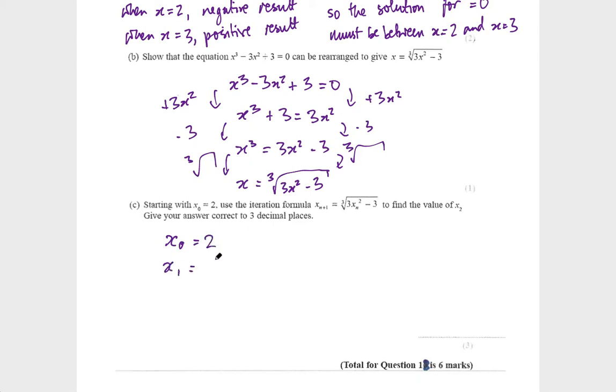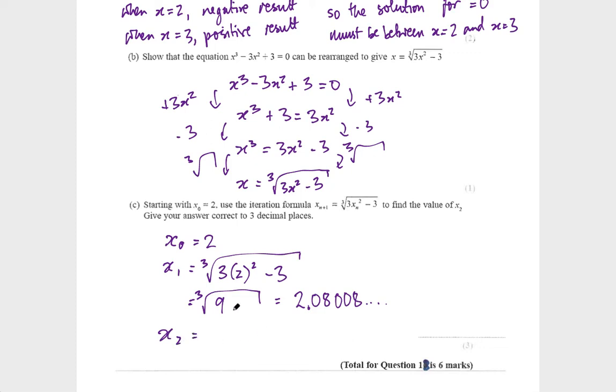Your x1 is the result of doing this to the number 2. So it's the cube root of 3 times 2 squared minus 3. Just put the 2 in there. So that is the cube root of 2 squared is 4, 12 minus 3 is 9, cube root of 9. So that is 2.08008, etc.